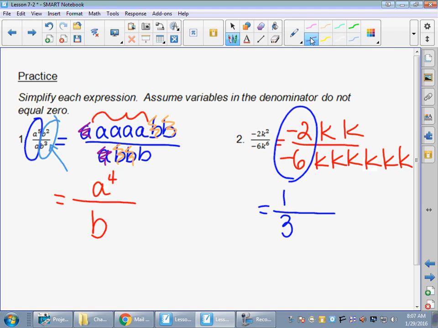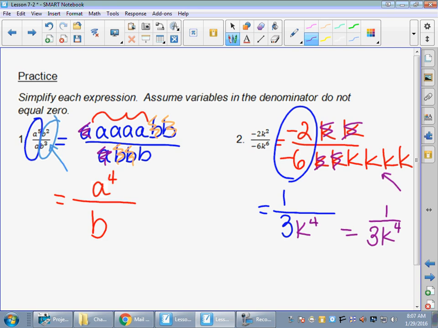So how many sets of k's, how many pairs of k's do I have left? So how many k's do I have left, and where are they? So I've got k to the 4th, and it's going to be in the denominator, right? Because here's where all my k's are left. So my answer for this is going to be 1 over 3k to the 4th. 1 over, if there's nothing on the top, I have to put a 1 there. I have to have a placeholder to show that it's the numerator. So 1 over 3k to the 4th.